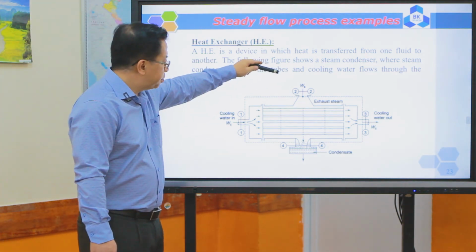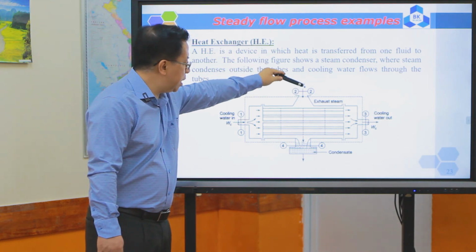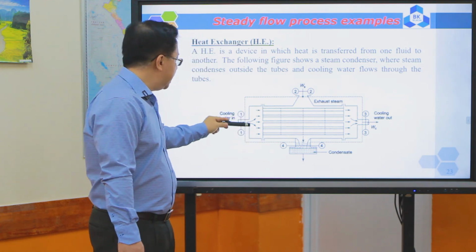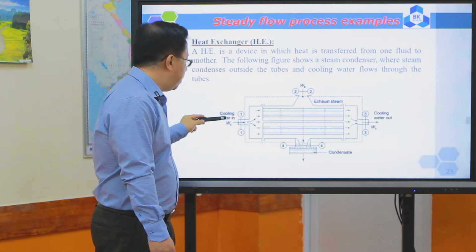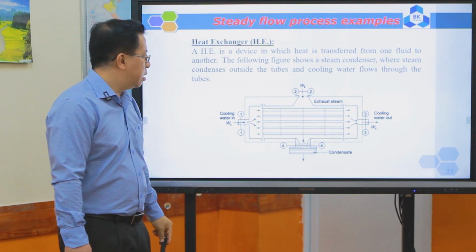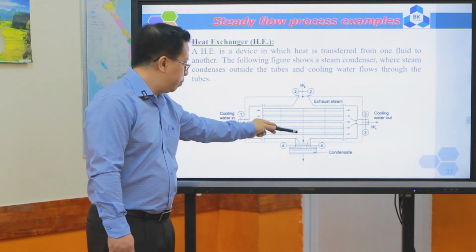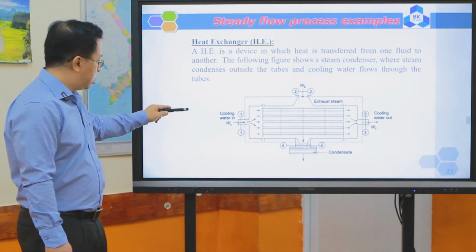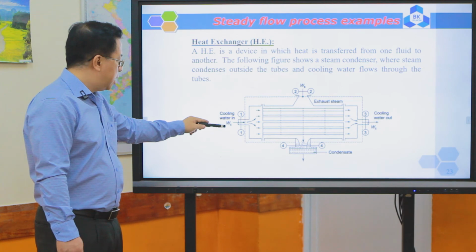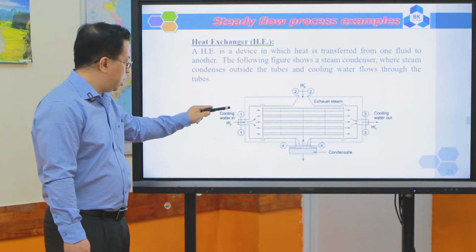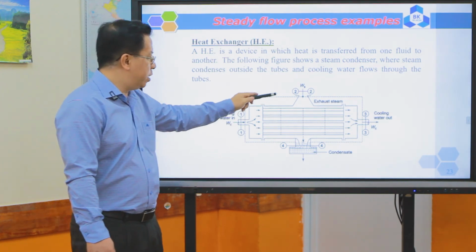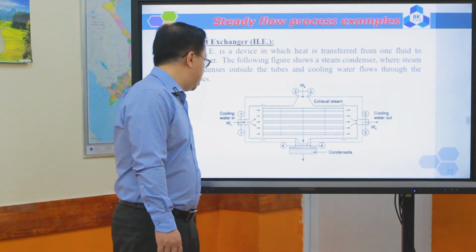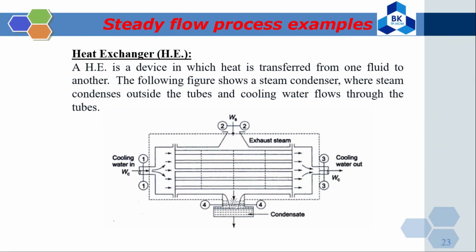So we have the exhaust steam going in, the steam or the vapor, and after that, it releases heat to the water flowing in the system here, and it will be condensed. It becomes the condensate. So of course the cooling water in will be the cooled water, and after it receives the heat from the steam, it becomes hot, the hot water out.